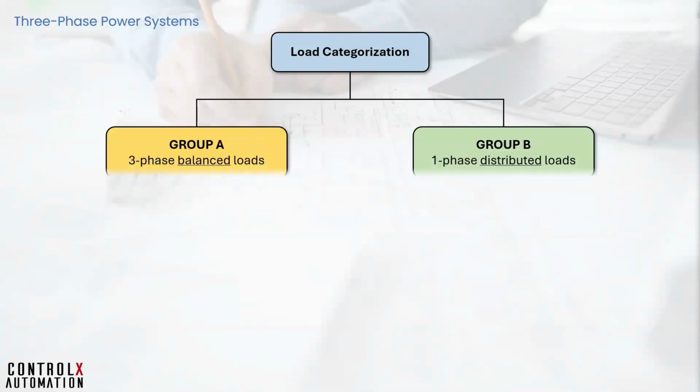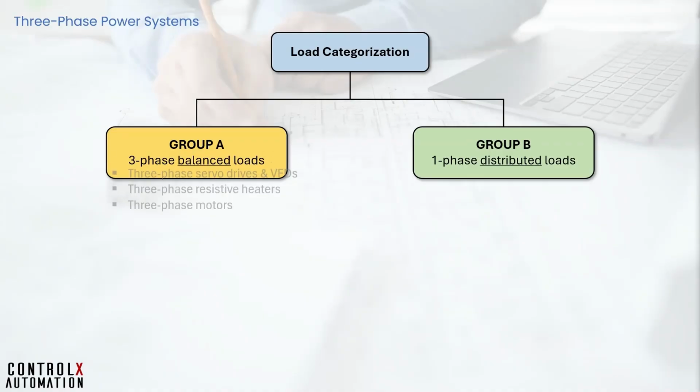Before applying the sizing formula, we must categorize the loads into 2 groups. In Group A, we categorize all 3-phase balanced loads. Balanced loads means that they draw equal currents from all 3 phases. Their VA contribution distributes evenly across all 3 transformer windings. Examples are 3-phase servo drives and VFDs, 3-phase resistive heaters, small 3-phase motors, blowers, fans, etc., direct online or fed directly from the transformer secondary.